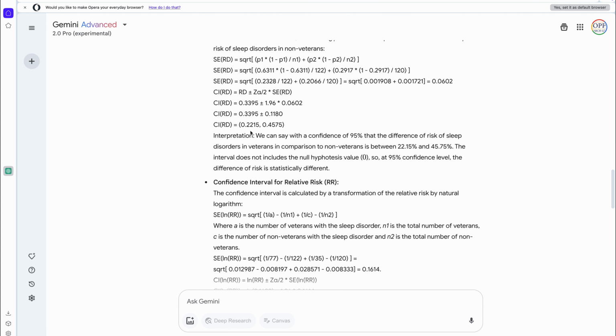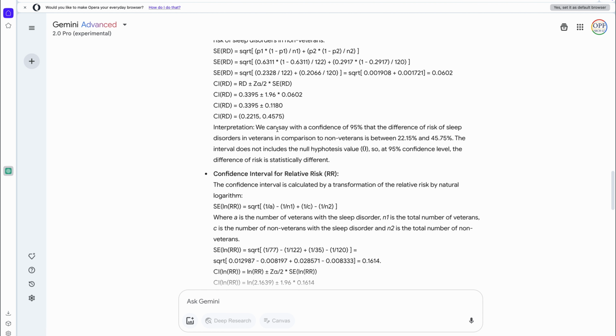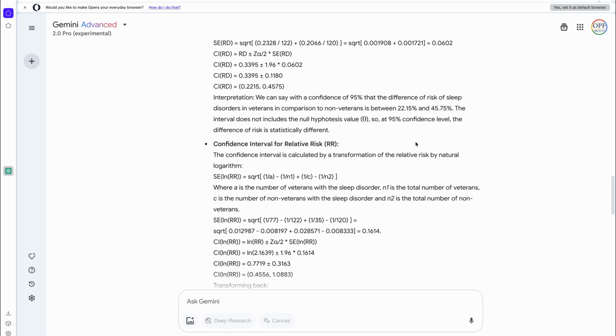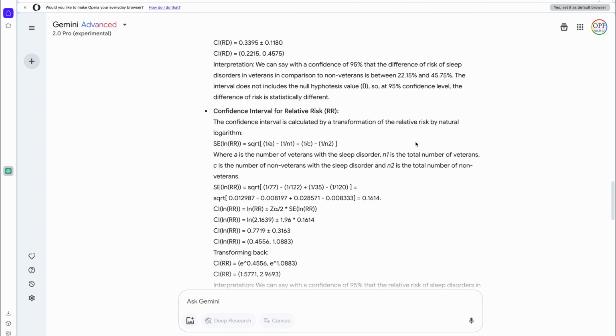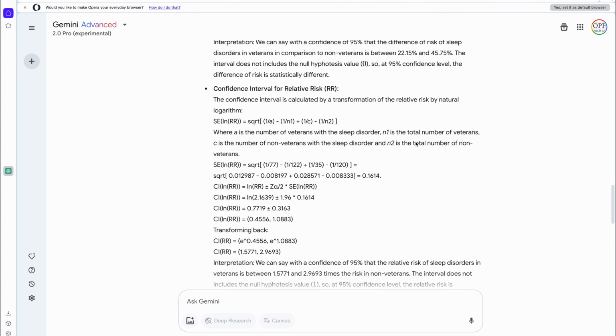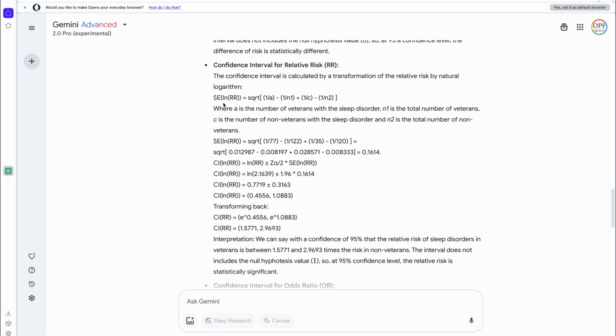Anyway, it gets to 0.2215, 0.4575. So those are our 95% confidence intervals. Correctly express it there as percentages. I would have liked for it to say percentage point instead of the percent symbol, just because that's what we try to standardize on. When it comes to the confidence interval, it's got the standard error of the natural log of the relative risk or risk ratio.